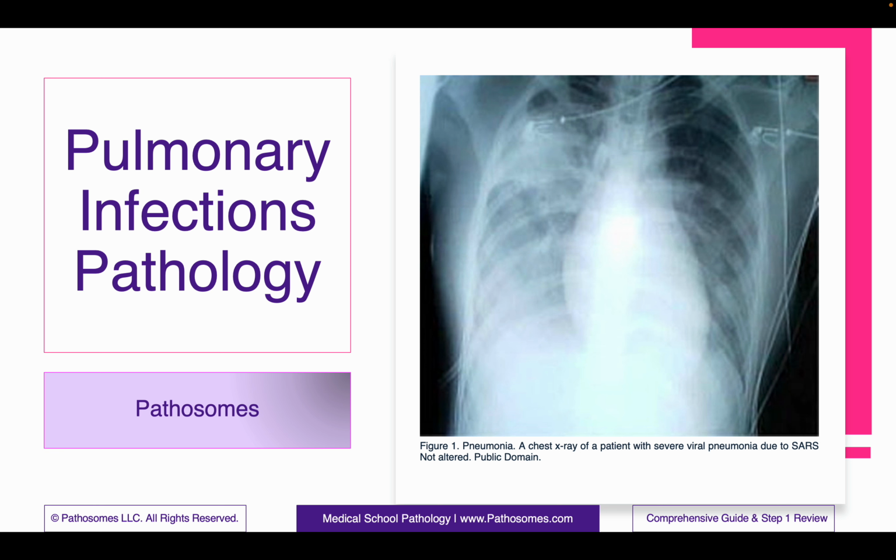Now, what's going on in this chest x-ray? Are you able to tell that there's some sort of pneumonia happening? You should consider radiology if you can see that. Anyhow, we're going to be discussing pulmonary infections pathology.